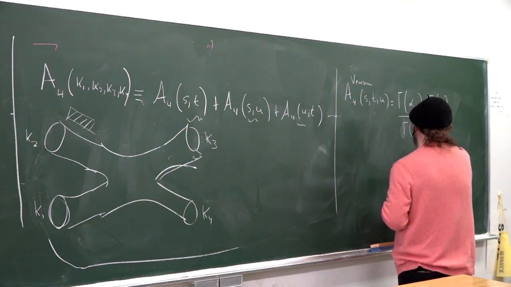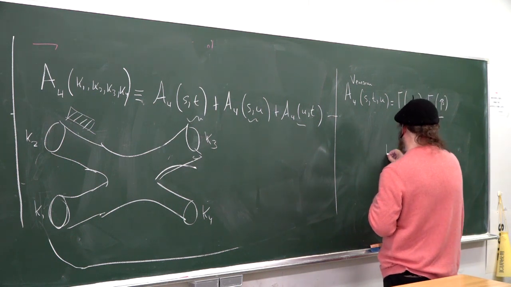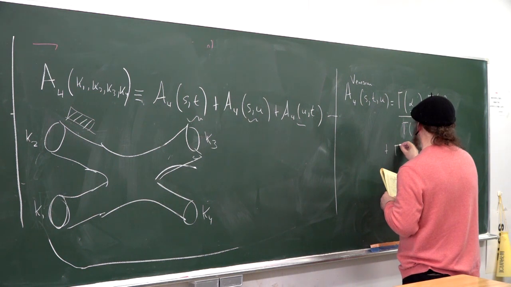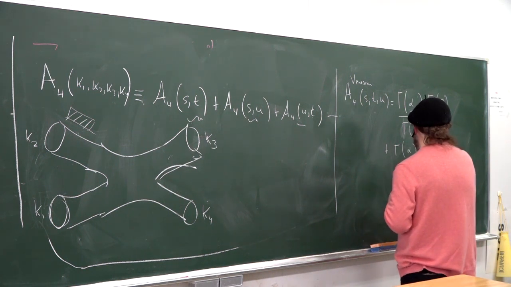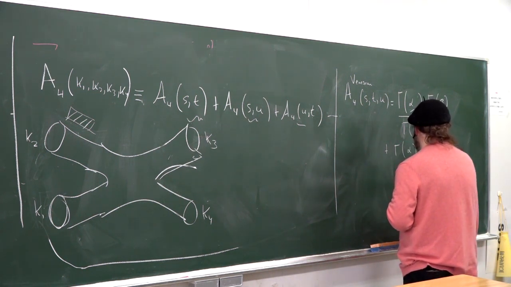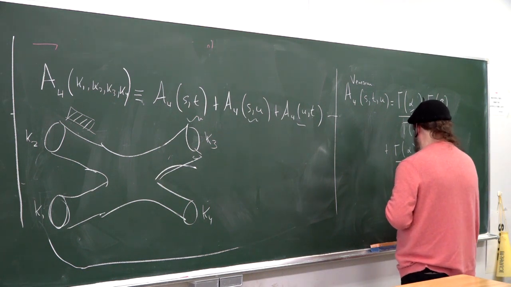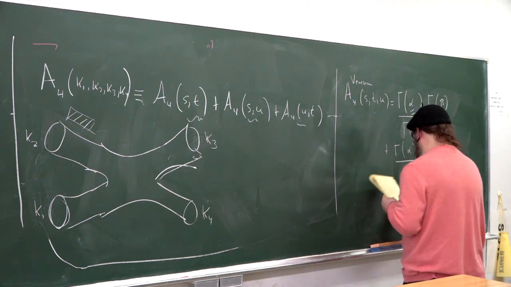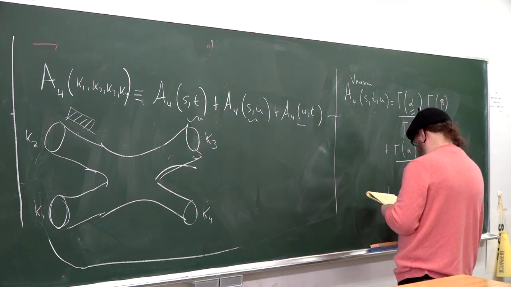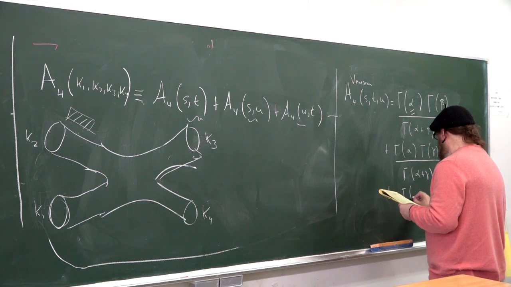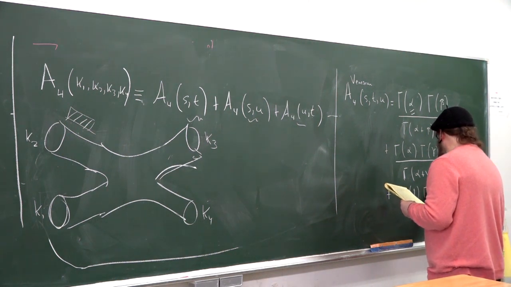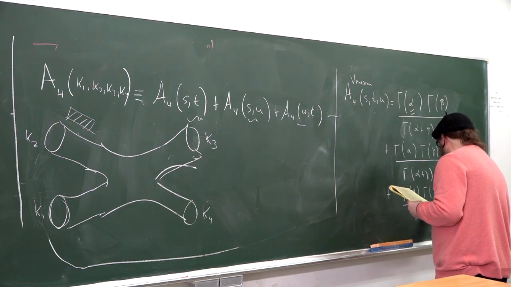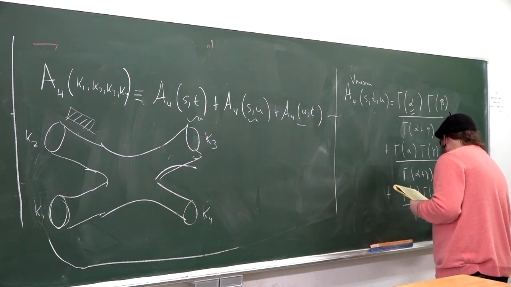Alpha is beta. I'm going to give you, and then alpha. In a minute, I'll tell you what alpha, beta, and gamma represent. Okay, and then the other combinations, beta, gamma, beta, gamma. Okay, this is the Veneziano amplitude.